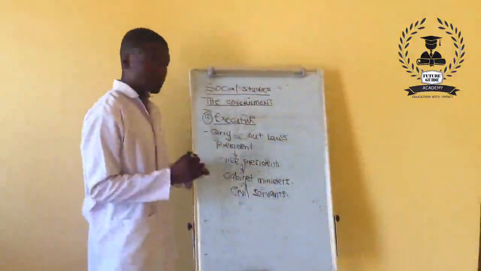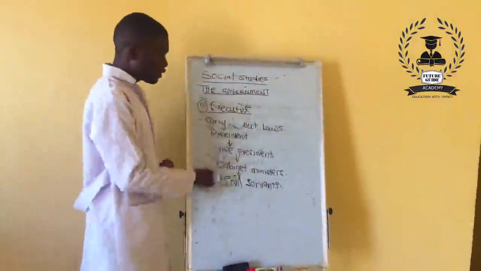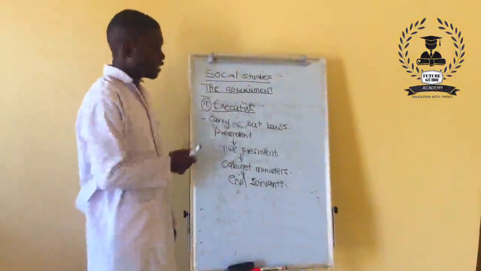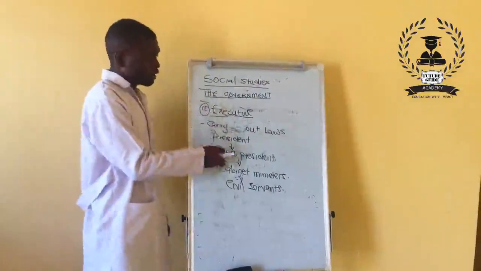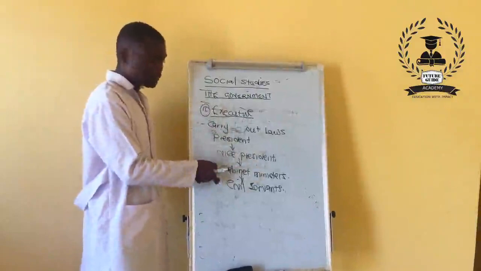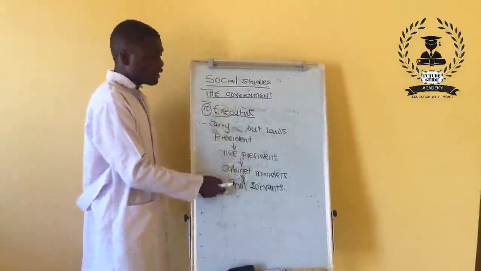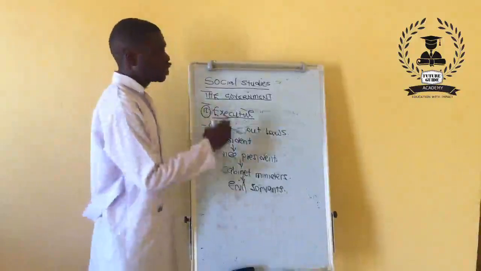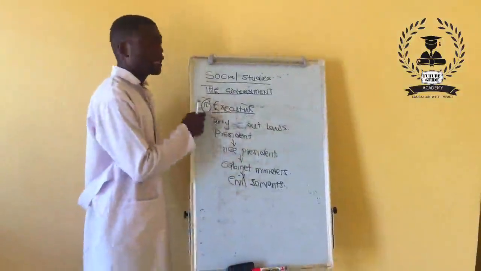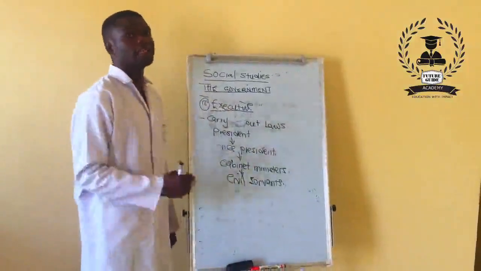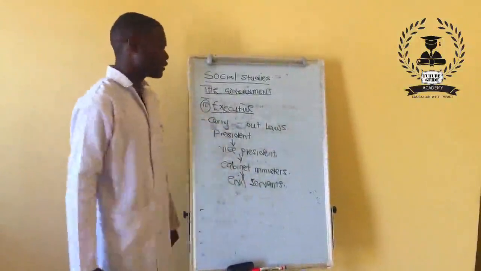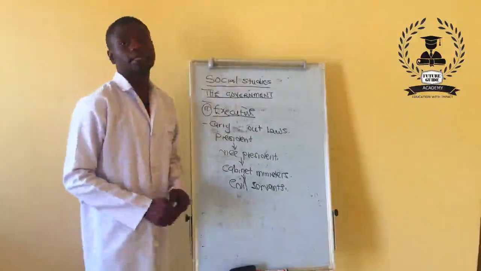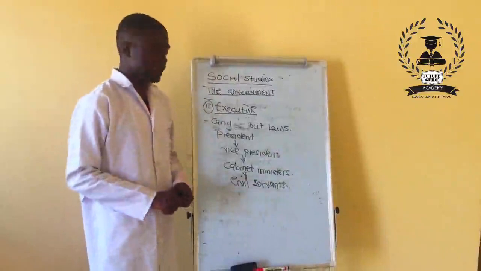We've got civil servants. So this is how laws are carried out in the country. The president gets the laws, directs to the vice president through the cabinet ministers, and civil servants, people that are employed by the government. They ensure that these laws are carried in the country. And that's how the executive runs. That is the second part.